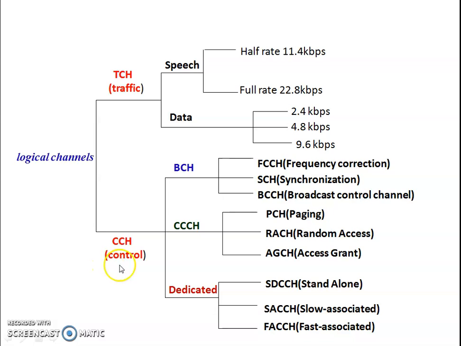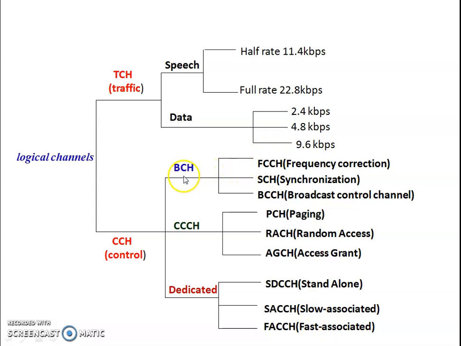Talking about control channels, they are subdivided into three categories, that is BCH. In all my PPTs, on the slides, you can see CH. The CH stands for channel. So B stands for broadcast channel, then common control channel, and dedicated channel. Under each of these, again at the sub level, it is divided into three parts.